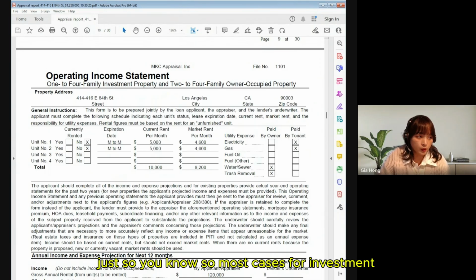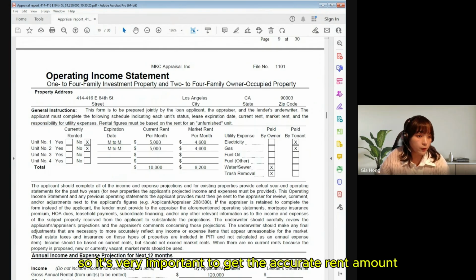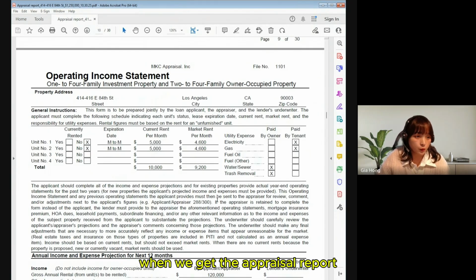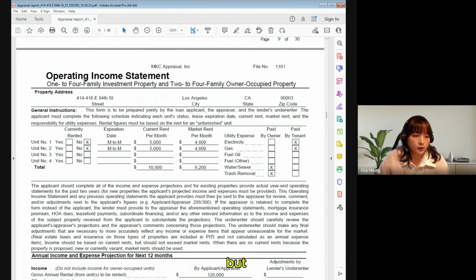So in most cases for investment transactions, we do DSCR. DSCR solely depends on the rent at the subject property. So it's very important to get the accurate rent amount when we get the appraisal report, because when we calculate the DSCR ratio, it should be based off either the actual rent or the market rent, whichever is lower usually. Some lenders do take the higher of those two, but we have to get an exception. So always, to be safe, just go with whichever is lower.